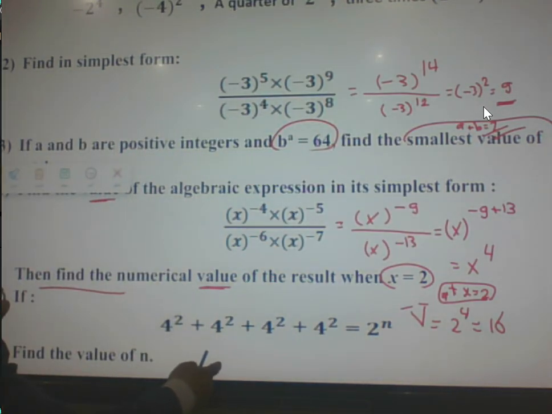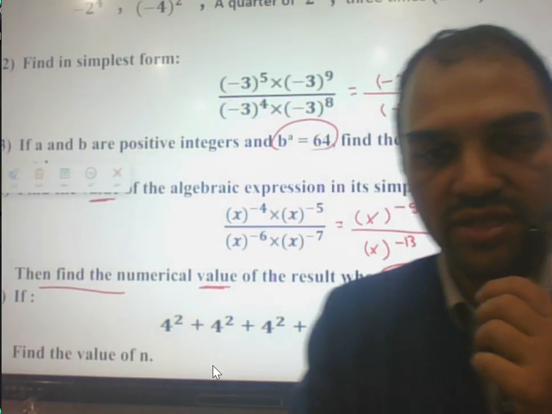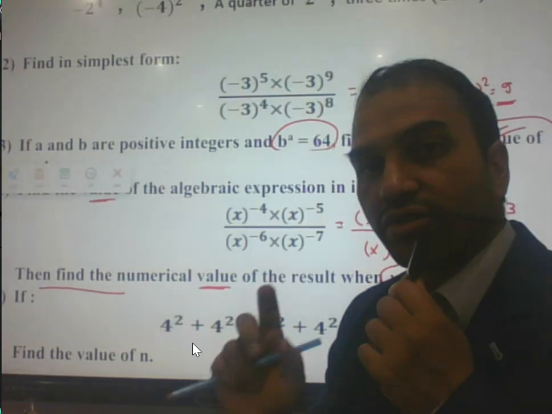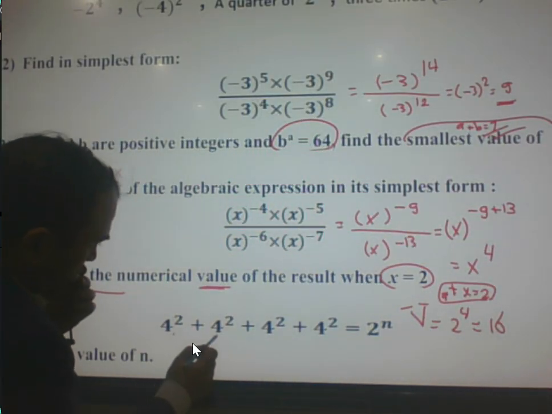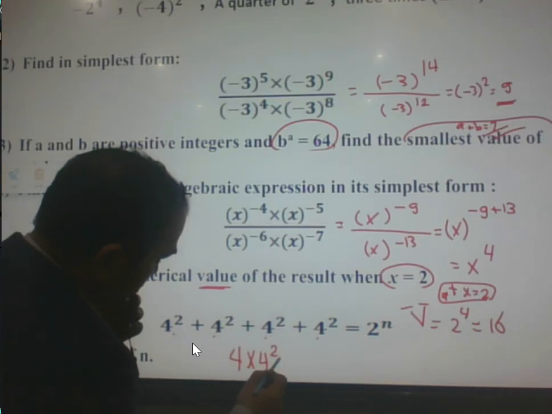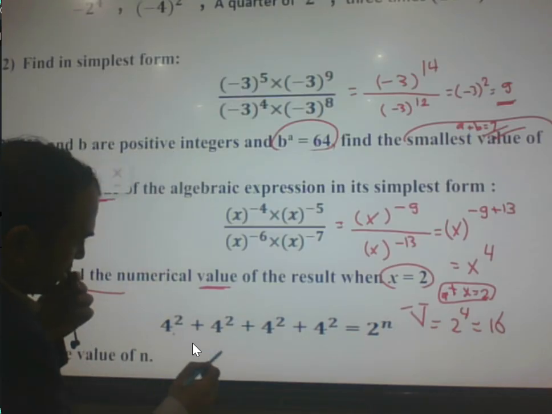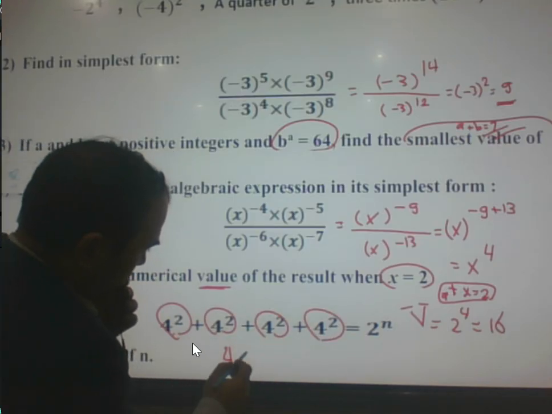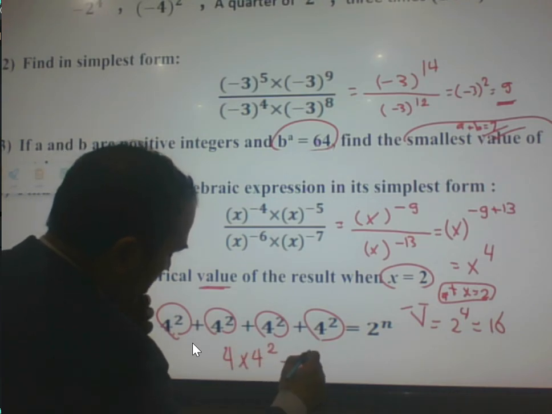Find the value of this expression. We have 4 power 2 plus 4 power 2 plus 4 power 2. How many times here? Look at with me. 1, 2, 3, 4. It means 4 times 4 power 2 because we repeat here 4 power 2, 1, 2, 3, 4. Then we can write 4 product by 4 power 2 equals 2 power n. Okay? Understood? Listen to me again. 4 because we have 1, 2, 3, 4. 4 product by 4 power 2 equals 2 power n.